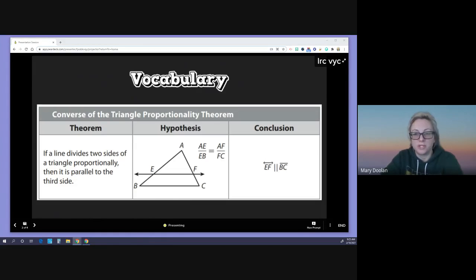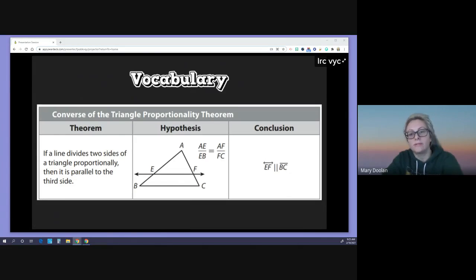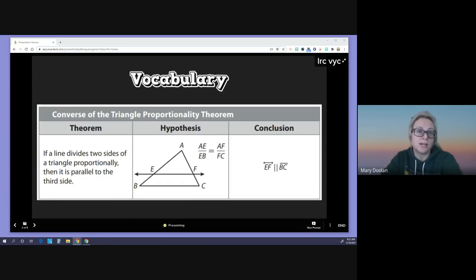I should probably open up the other one just so we could compare them again, because I closed it. But it says, if a line divides two sides of a triangle proportionally, okay, so we have this line cutting through in the picture, we get this ratio where we're comparing this segment, AE, to EB, and that's equal to the ratio of this segment of the side to this segment of the side. So if we make a proportion from a line cutting it, then we can say the lines are parallel, right?